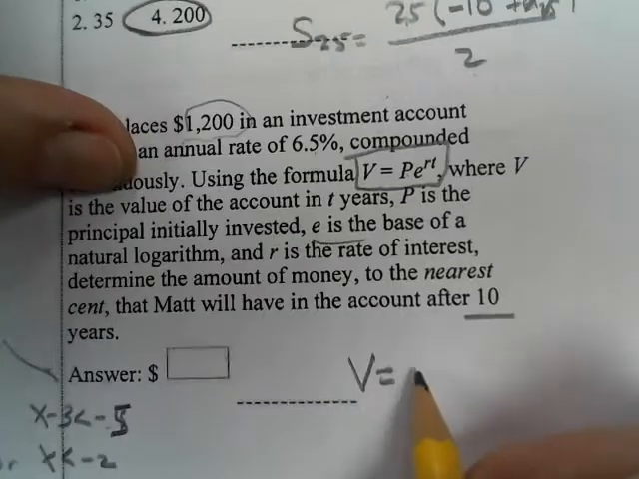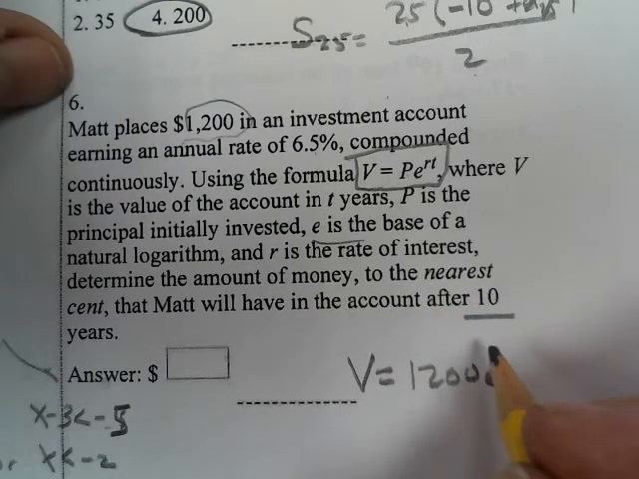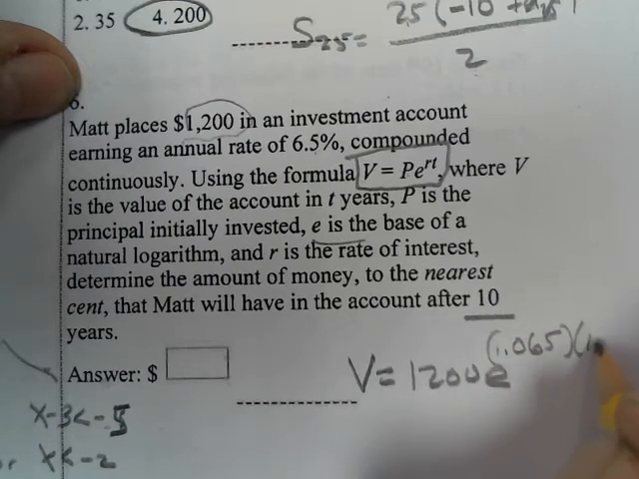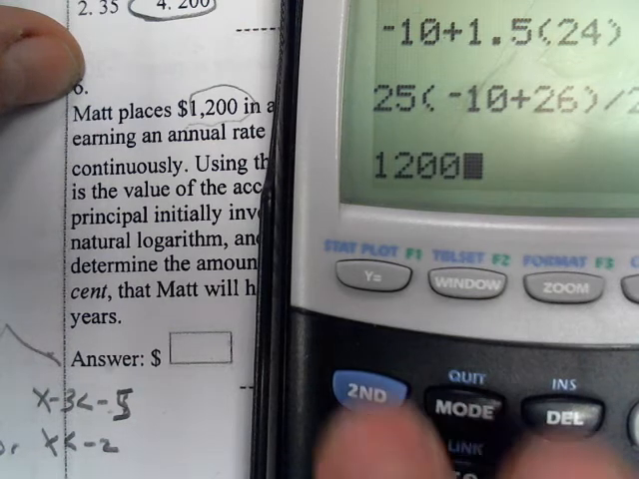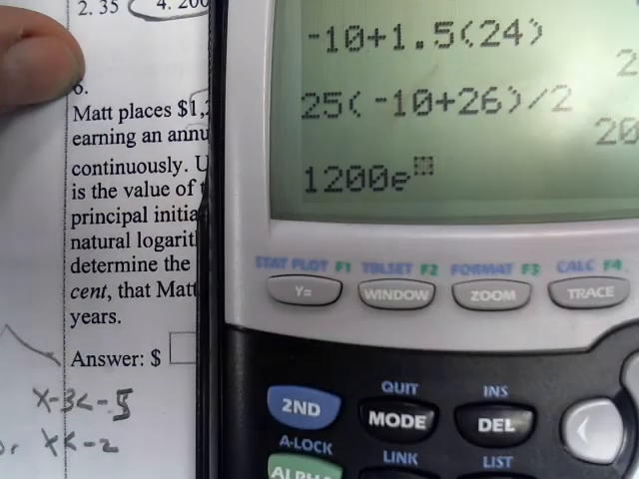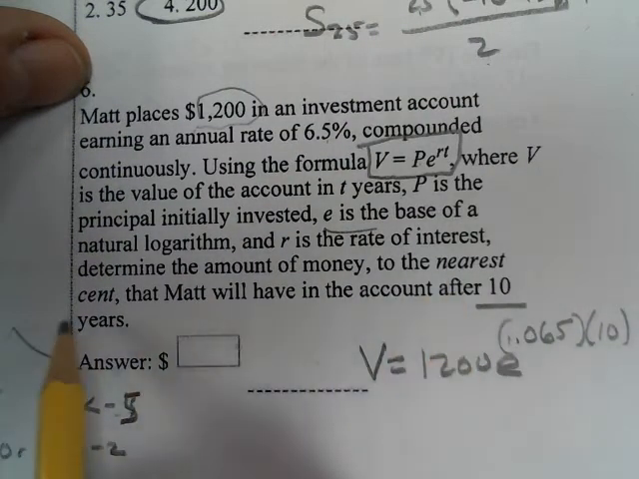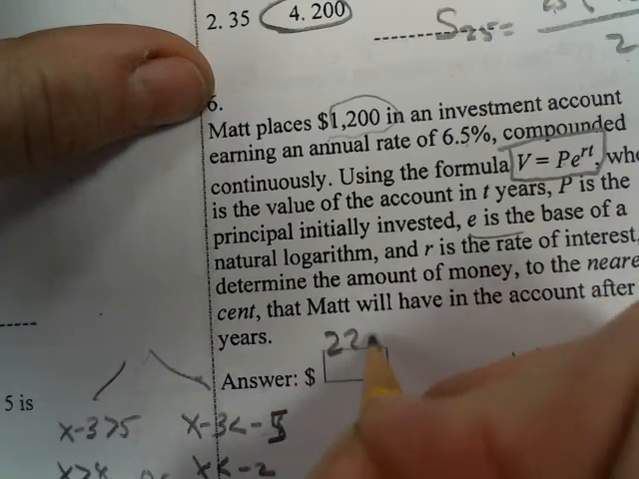So he's going to put in $1,200 in the beginning times e to the power of, now the interest rate here is 0.065 times 10, and you just plug that into your calculator. So 1,200 times e to the power of 0.065 times 10. And it looks like it's 2298.65. What do they want it rounded to? To the nearest cent. So 2298.65. Let me check on the back, make sure that's right. Yep.